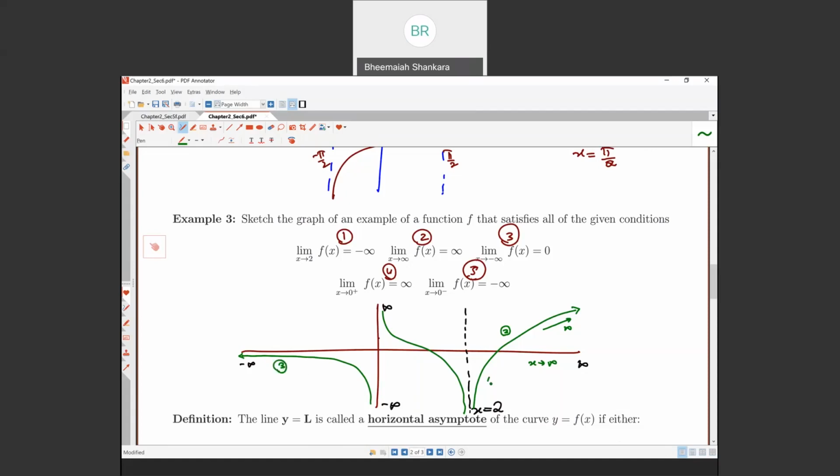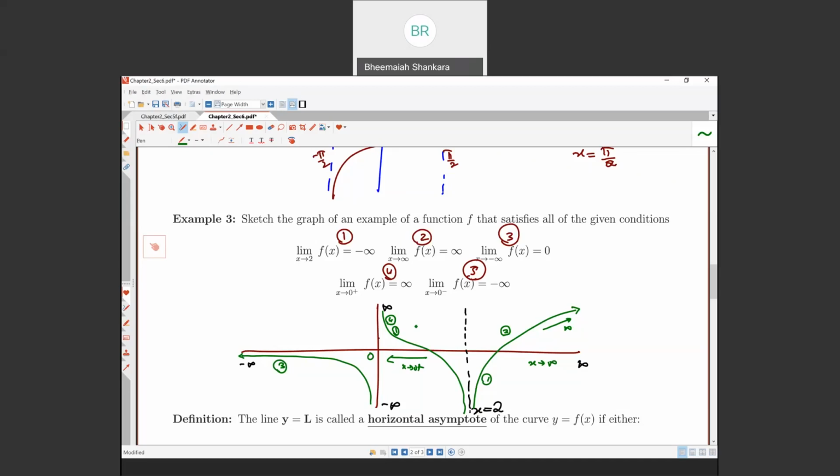This is 1 plus 2 and this is explicitly 2 as well. Then in the fourth definition you have the limiting value going to infinity when x is approaching 0 plus, towards 0. So when x is approaching 0 plus, you see the curve is going to infinity. So this is 4 as well.